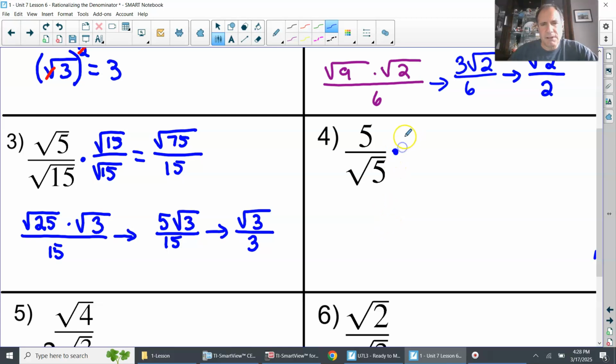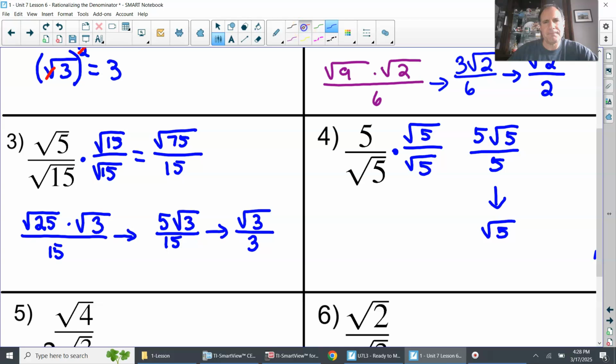For this one, you're going to multiply by square root of 5 over the square root of 5. This is 5 square root of 5 over 5. 5 over 5 is 1. So that means they cancel out, and it's the square root of 5. Kind of cancels each other out. But it's equal to 1.